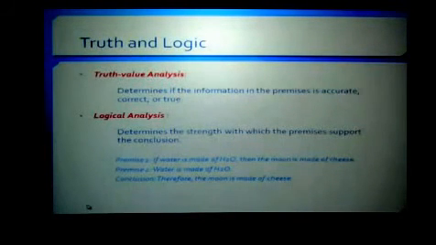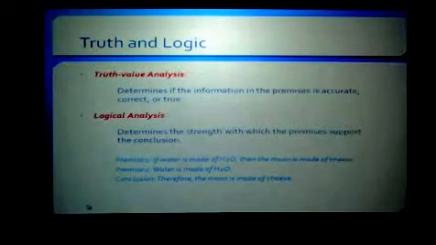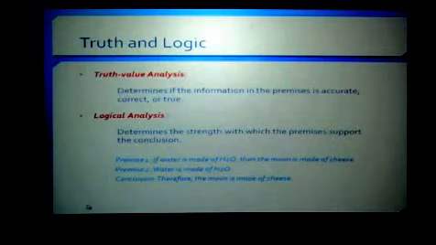Logical analysis, on the other hand, determines the strength with which the premises support the conclusion. So in this case, what we're interested in is whether or not the premises that are given actually support the truth of the conclusion. We're not dealing here with whether or not the premises are actually true, however. We want to know if the premises were true, would they actually support the conclusion given?